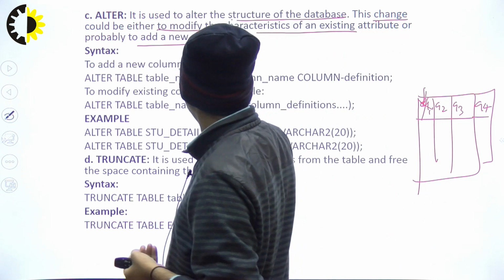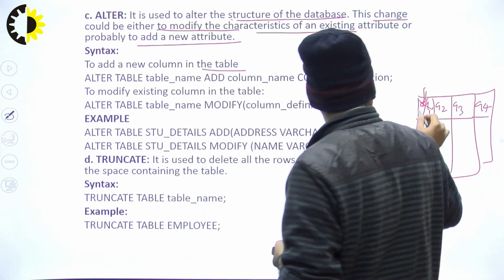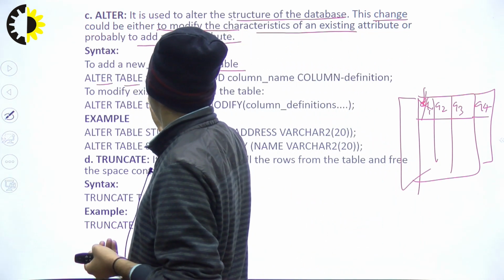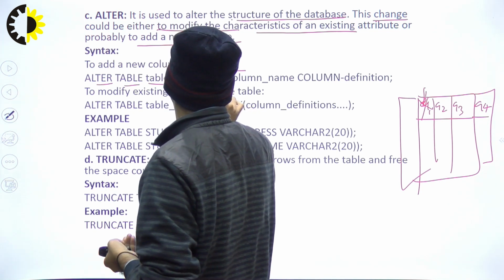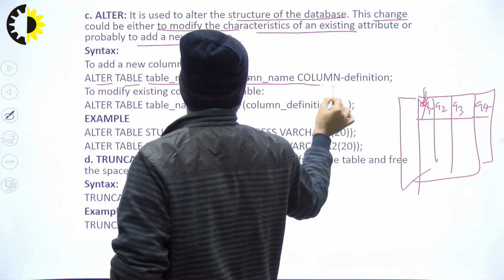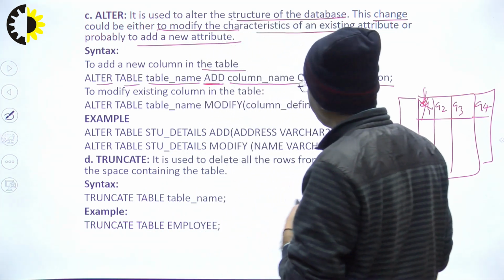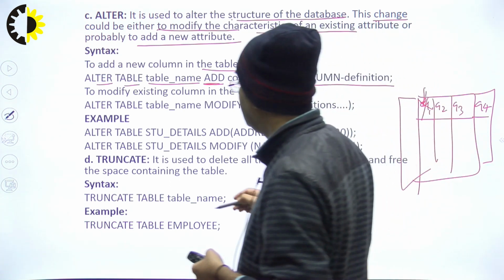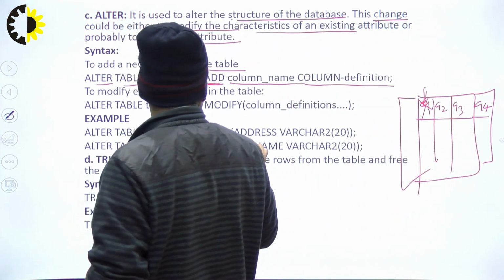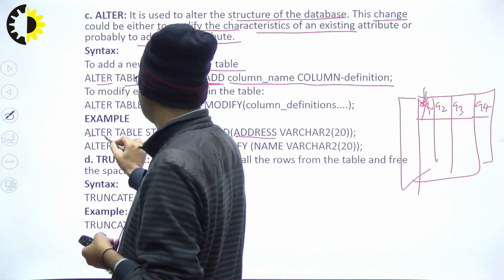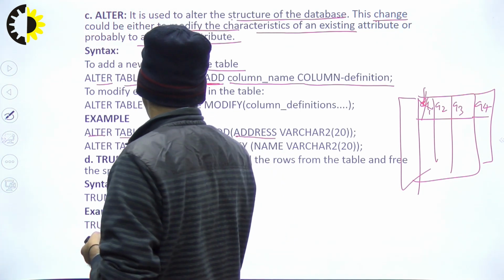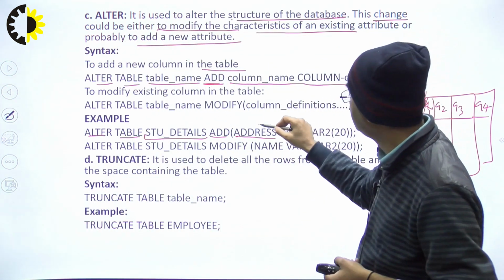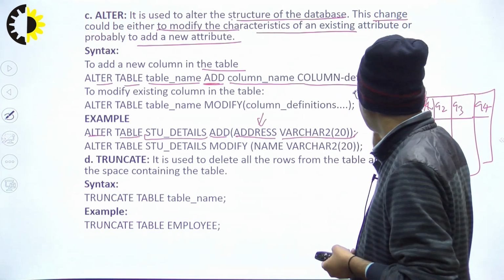To add a new column in a table, how do we write it? We have to write alter table, name of table, then add, and whatever the column name and column definition is. Then the new column will be added. For example, if we want to add one more column, that is address, we have to write alter table, then the name of the table, then add, and the column we want to add, that is the name of the attribute and its data type.